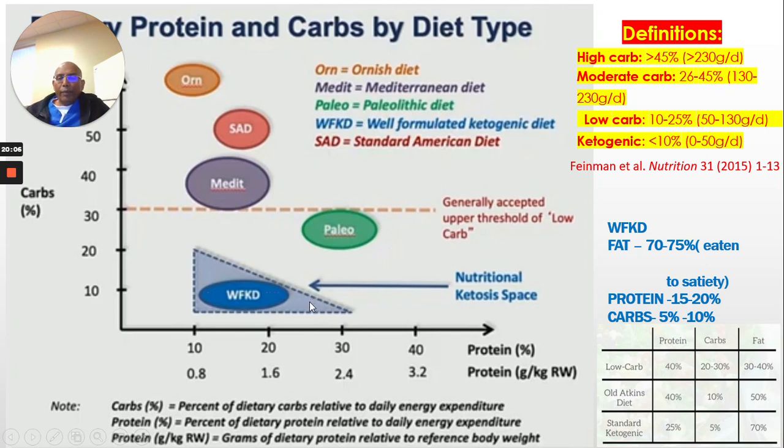The only way in which we can burn our fat is when we make it a well-formulated ketogenic diet, wherein we reduce the carb load, keep the protein moderate, but increase the fat. So a ketogenic diet is less than 10% carbs, less than 20 grams, with fat at 70 to 75%, eating to satiety, whereas the protein is 15 to 20% and carbs are 5 to 10%.